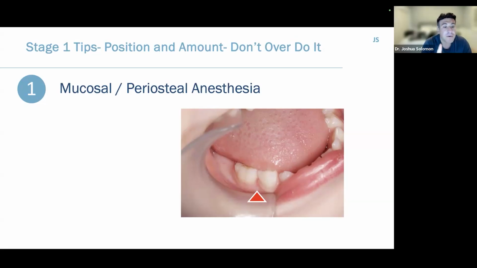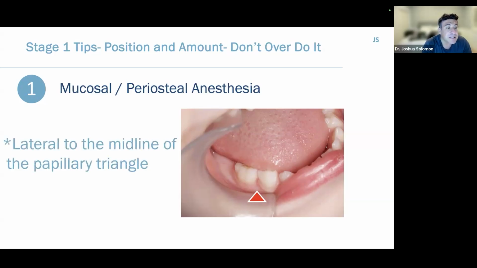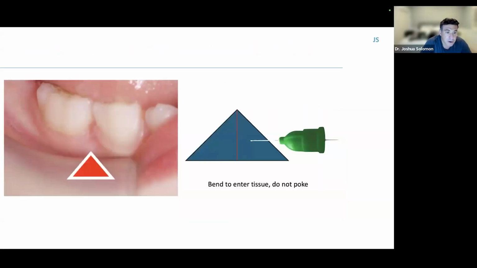And you run into the problem of possibly touching the PDL of, in this case, tooth T. So what I want you to think about in stage one is to enter the needle slightly mesial or lateral to the midline of the papillary triangle. You want to split that triangle in the middle, think about it, and then be lateral or mesial to it. So don't enter right at the midline of that papillary triangle. It needs to be towards the more mesial portion of the papilla.